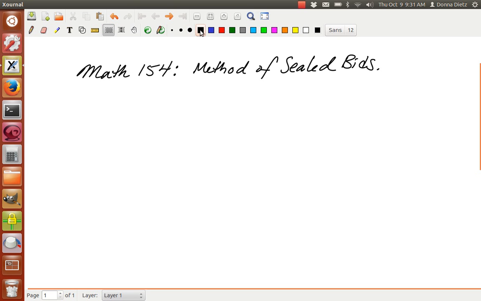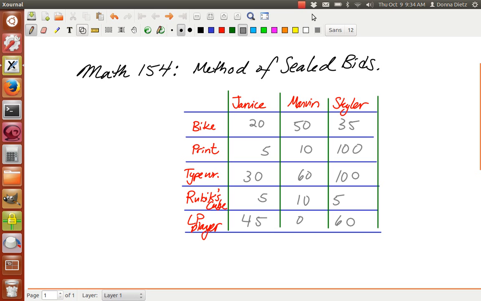Okay, so let's say we have, this is the example we just came up with randomly in class. We have Janice, Marvin, and Skylar splitting up a bike, a framed print, a typewriter, a Rubik's Cube, and an LP record player. So I'm going to pause so that I can put this on the screen for you. Okay, so here's the 3 players and the 5 objects and how each player values each object. One of the things you can notice is that if somebody doesn't want an object at all, they're welcome to bid $0 for it. That means they're absolutely not going to get that object. You can ensure you get no objects by bidding 0 on everything.